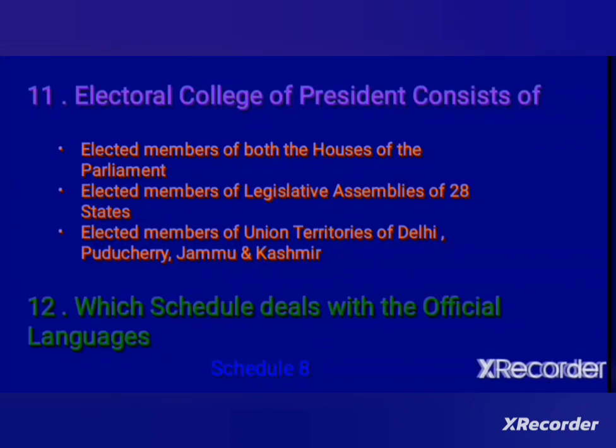11th question. Electoral College of President consists of elected members of both the houses of Parliament, elected members of legislative assemblies of 28 states, and elected members of Union Territories of Delhi, Puducherry and Jammu and Kashmir. Next one, which schedule deals with the official languages? Official languages deals with Schedule 8.